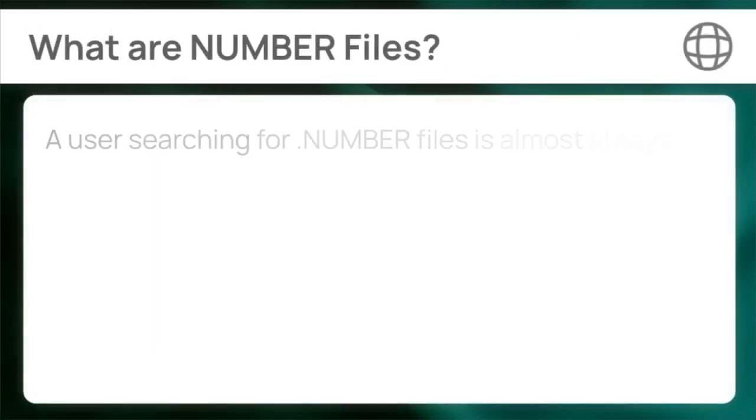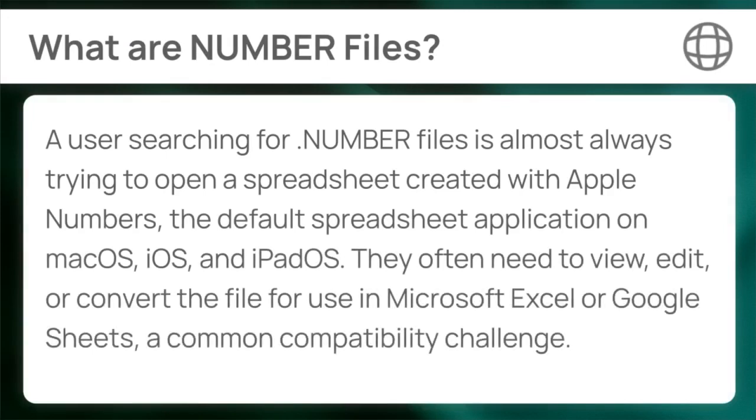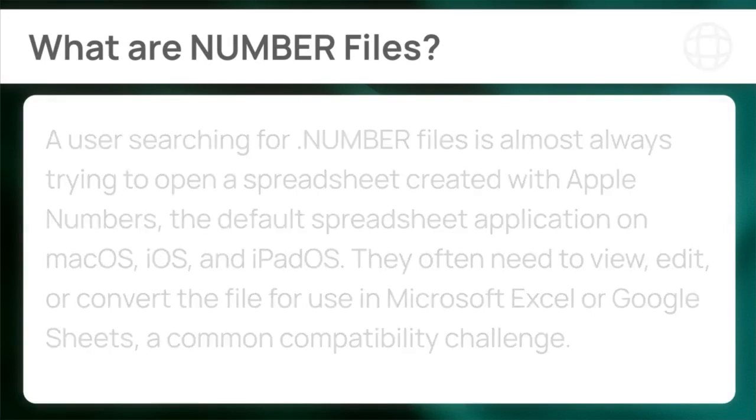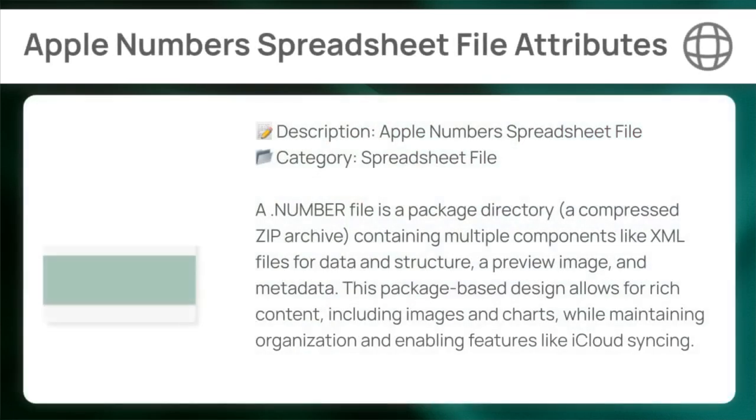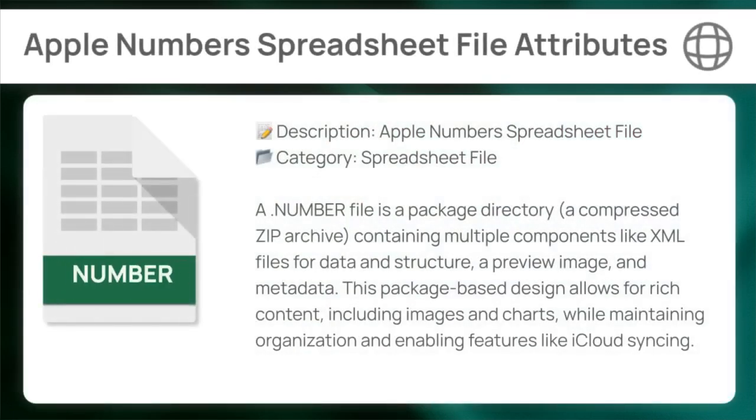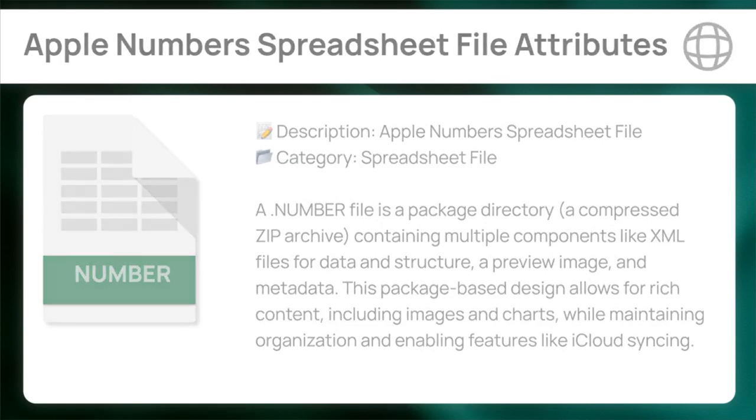A user searching for number files is almost always trying to open a spreadsheet created with Apple Numbers, the default spreadsheet application on macOS, iOS, and iPadOS. They often need to view, edit, or convert the file for use in Microsoft Excel or Google Sheets, a common compatibility challenge. A number file is a package directory, a compressed zip archive, containing multiple components like XML files for data and structure, a preview image, and metadata. This package-based design allows for rich content, including images and charts, while maintaining organization and enabling features like iCloud syncing.